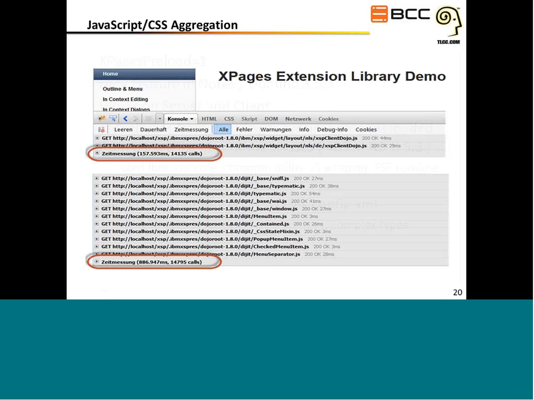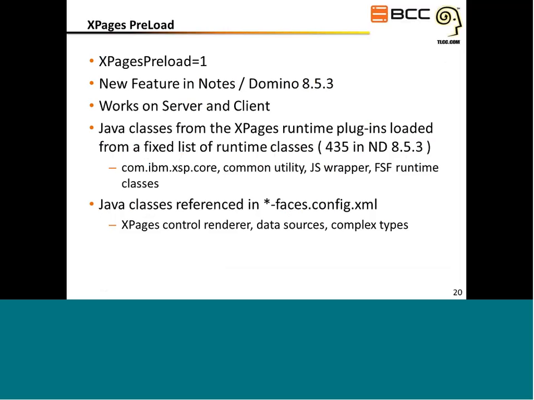In 8.5.3, there is a new feature which is valid for the server and the client. It works on both. It's the XPages Preload. You can set it with two parameters in the notes.ini. The first one is xsp.preload=1. In general, the XPages preload loads Java classes from the XSP runtime plugins. There are a lot of these runtime plugins, 435 in Notes and Domino 8.5.3. Also a lot of classes that are referenced in the basic config files are preloaded.